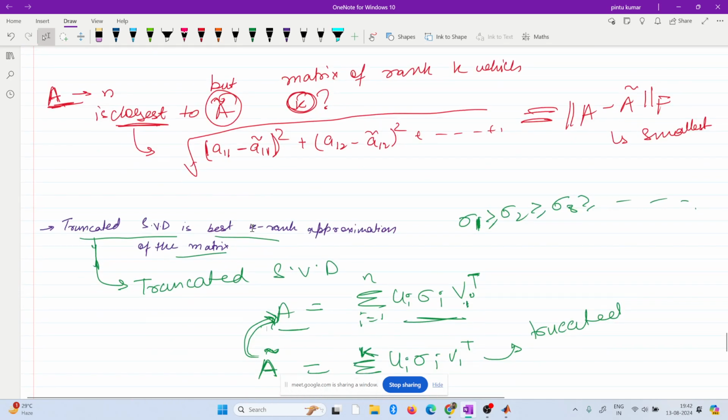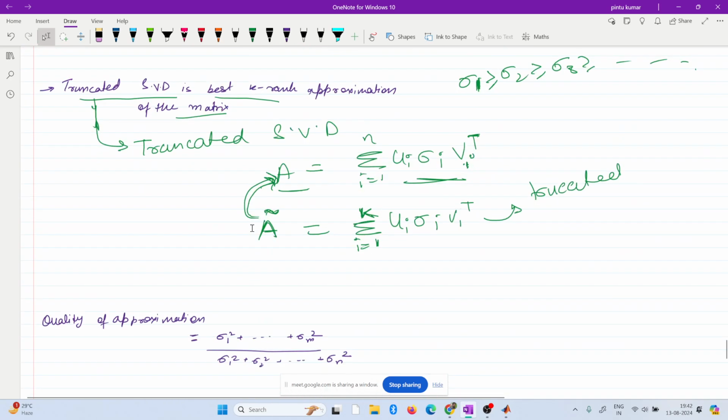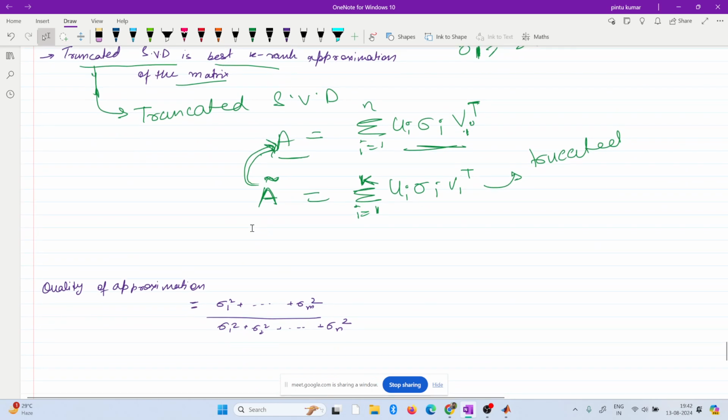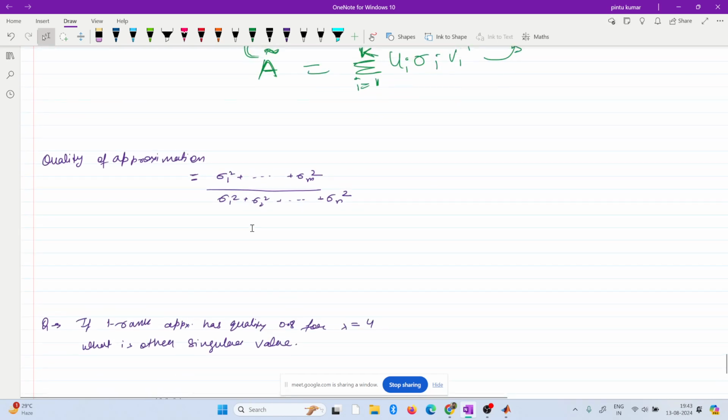And this is one application that is very much used for truncated SVD. You will do PCA in the next week. There you will see how this is important.